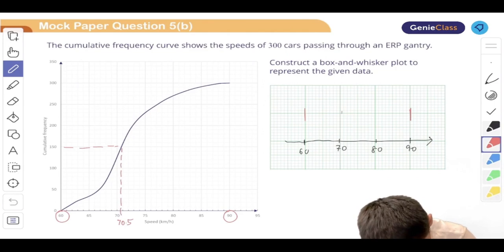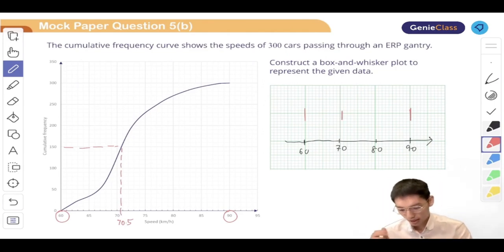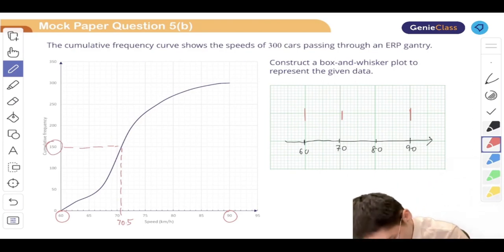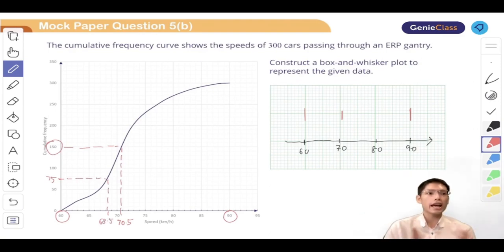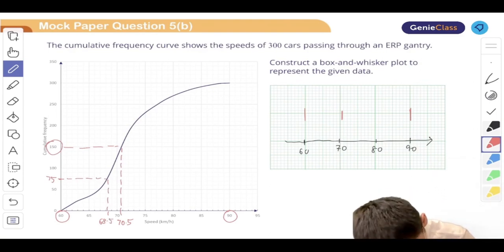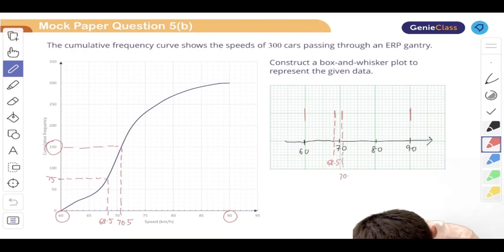Next up, if I were to look at the 25th percentile, so half of 150, that's going to be 75. So somewhere here, 75, I'm going to trace here. That's going to be 68.5. Following the axis again, that's where I'm going to go to this part. So 68.5. Let me just spin a bit, sorry for that. So yes, over here. These are my values, 68.5 and 70.5.